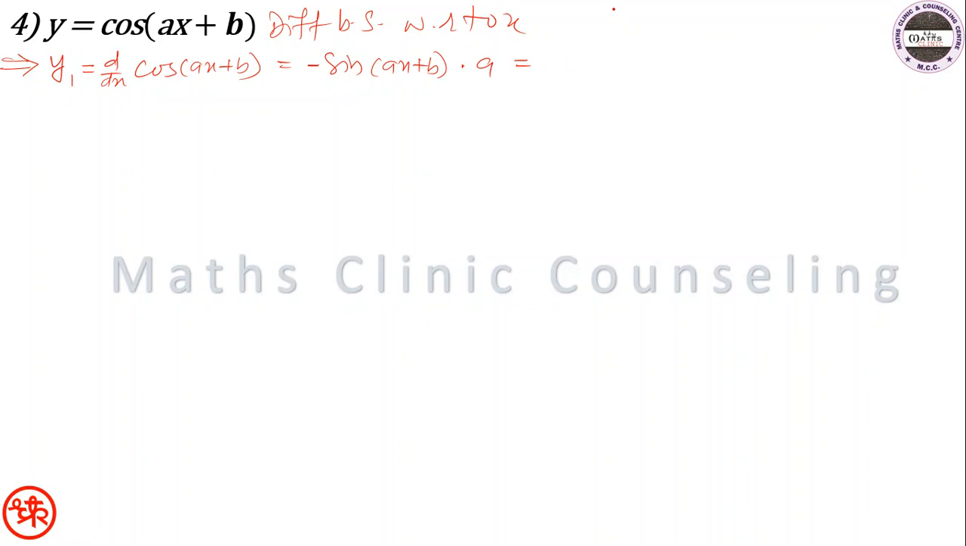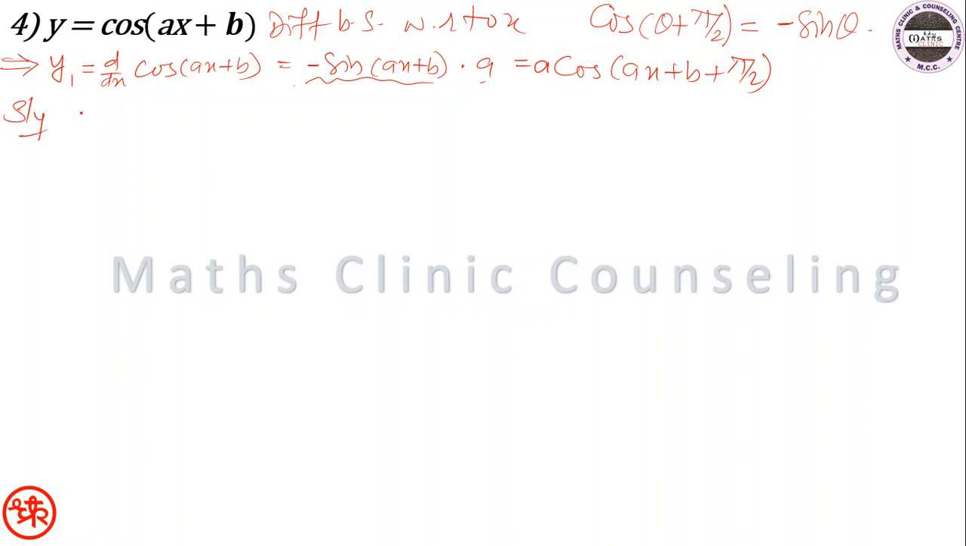Now you know that, right? So tell me, cos of theta plus pi by 2 is equal to minus sin theta. So we have here minus sin theta, so it will be equal to cos of ax plus b plus pi by 2, and a is there, so a comes. Is that clear?